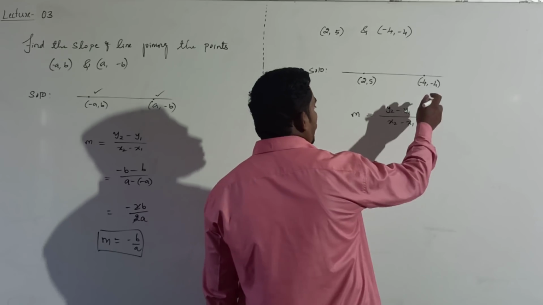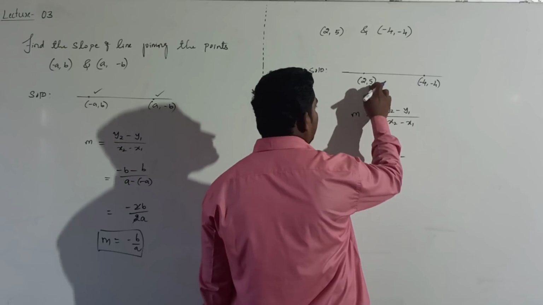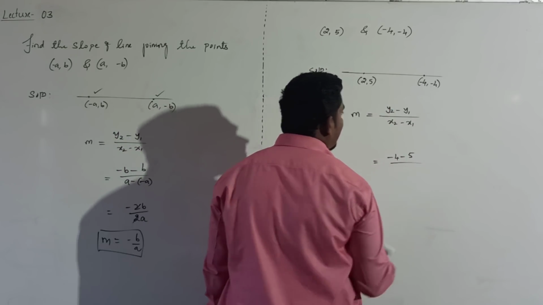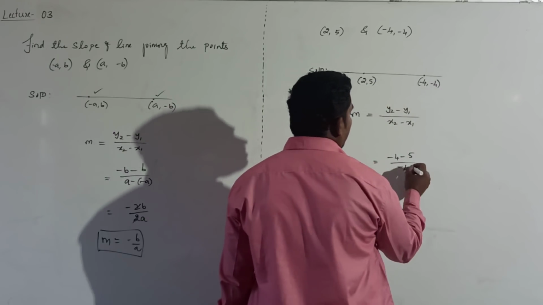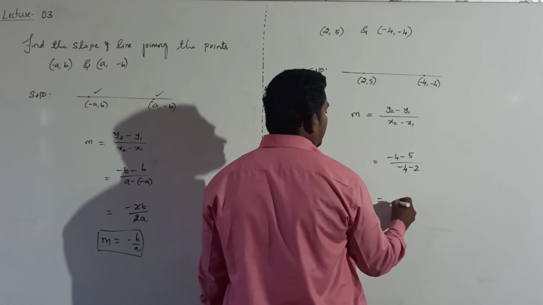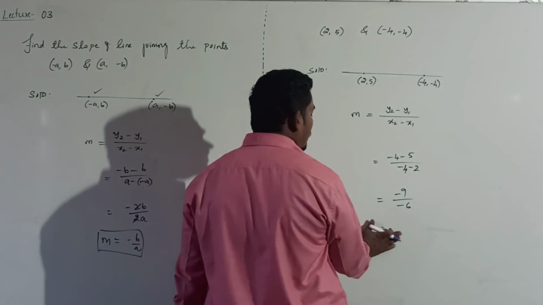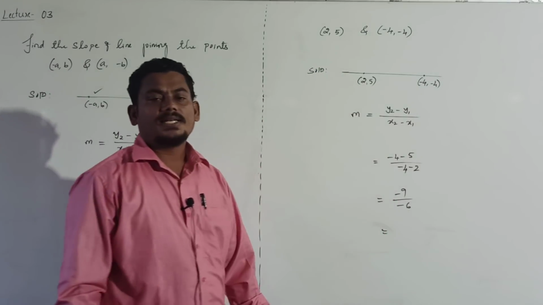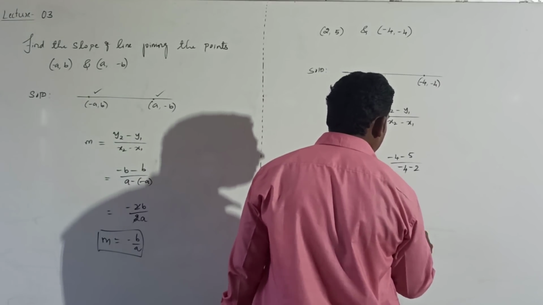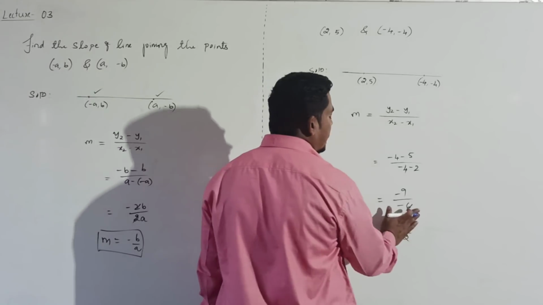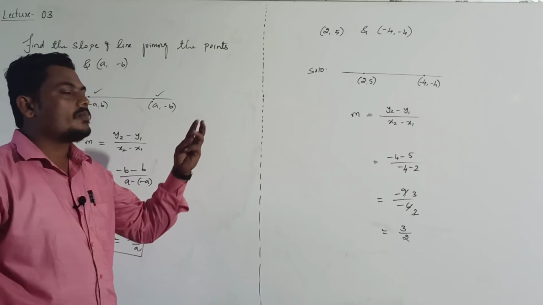Right? What is y2 value? Minus 4 minus, middle minus as it is, what is y1 value? 5, divided by x2 minus x1, that is minus 4 minus 2, that's equal to minus 9 divided by minus 6, that's equal to, negative sign will get cancelled. Lastly you get 3 divided by 2, 3 2s are 6 and 3 3s are 9, right? 3 divided by 2. This is the slope of the given line.